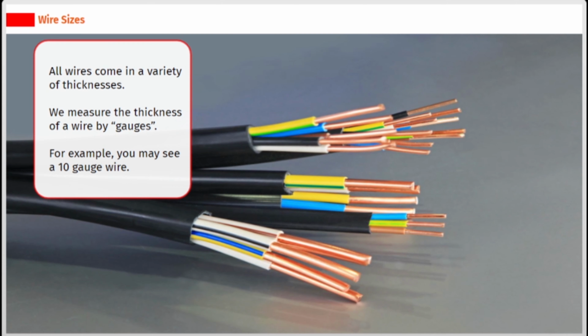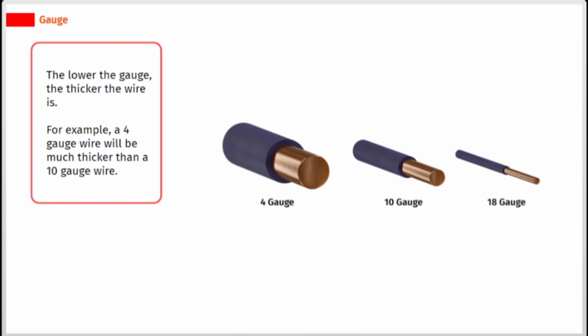All wires come in a variety of thicknesses. We measure the thickness of a wire by gauges. For example, you may see a 10-gauge wire. The lower the gauge, the thicker the wire is. For example, a 4-gauge wire will be much thicker than a 10-gauge wire.